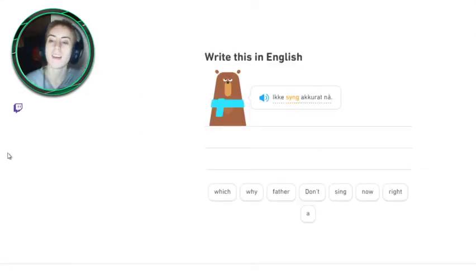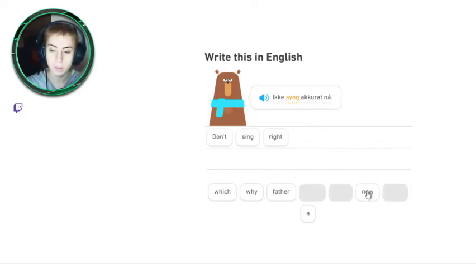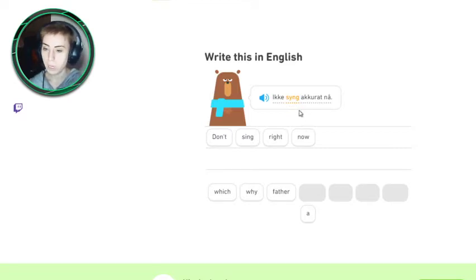Ikke syng akkurat nå. Don't sing right now. Sing is in the imperative case, but you just drop the E because normally it's synge with an E at the end. Drop the E, and it's in the imperative case. So you're commanding someone, don't sing right now.